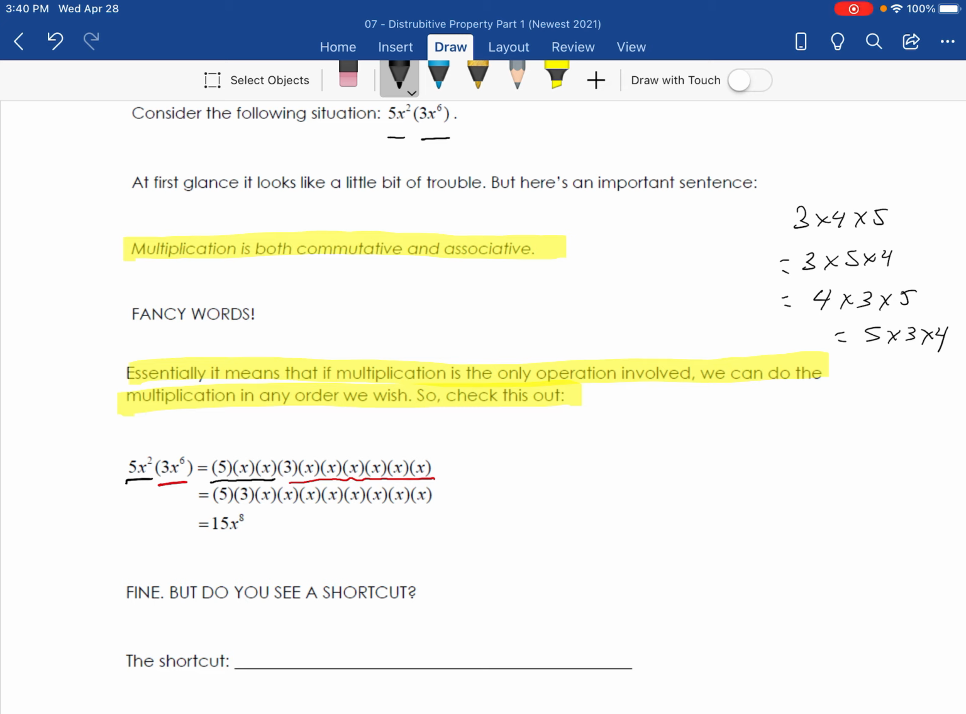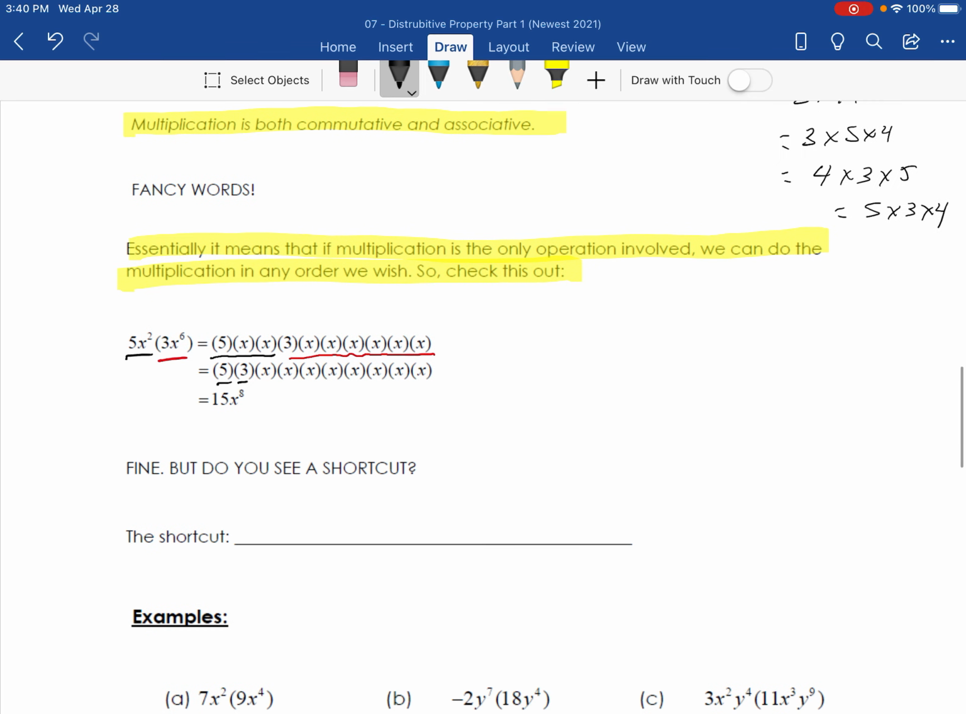So I changed the order of the multiplication. I put the 5 by the 3, and I put all the x's beside each other. And if I simplify that, 5 times 3 is 15, and I count up the x's. There's 8 of them. I get x to the power of 8. Okay, fine. But do you see a shortcut? That's what we're really after here.